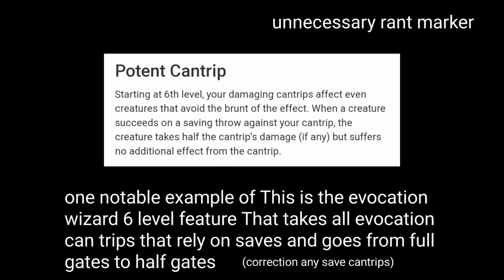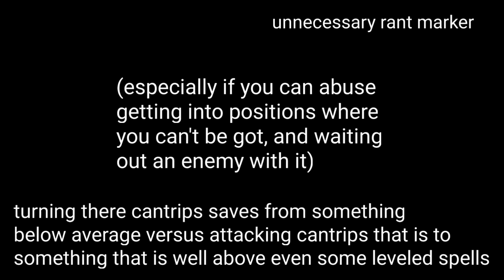One notable example of this is the Evocation Wizard's 6th level feature that takes all evocation cantrips that rely on saves and goes from full gates to half gates, turning their cantrip saves from something below average, versus attacking cantrips that is, to something that is well above even some leveled spells.